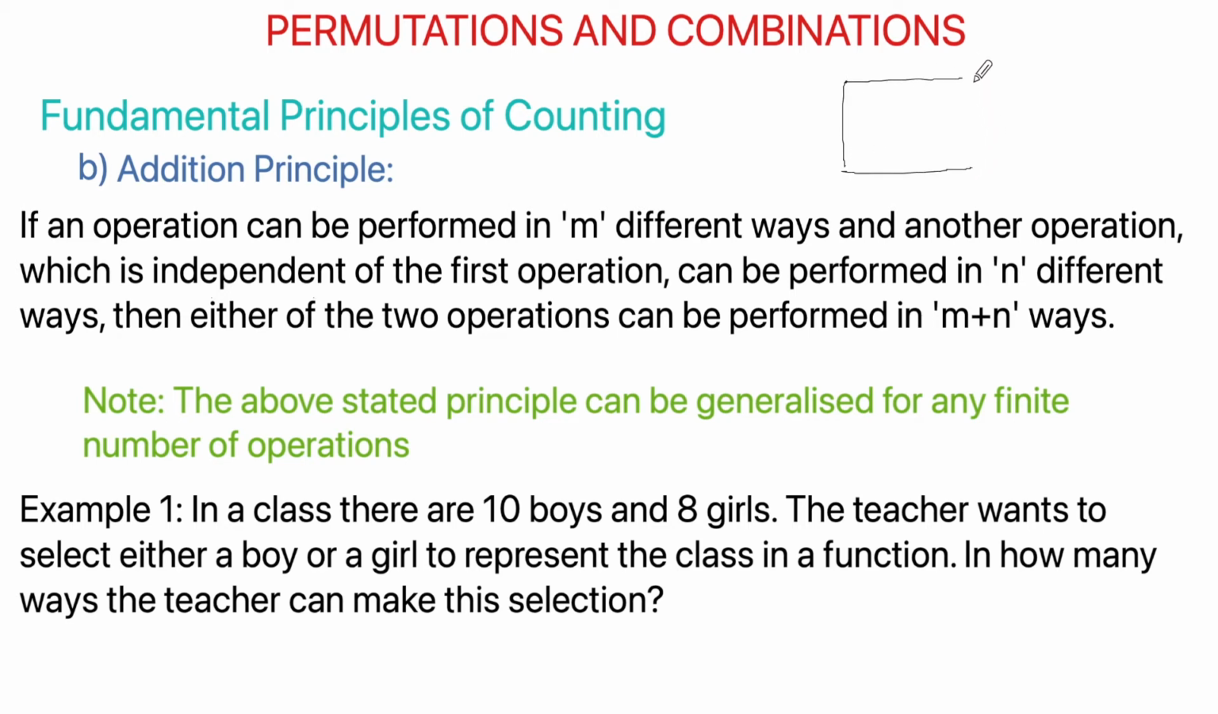Consider a room with 5 doors, say 2 on one side, say this is side 1, 2 doors are there, say A and B, and there are 3 doors on the other side, say C, D and E. Suppose a man is inside the room, so he has to exit out of the room. In how many possible ways can he come outside?